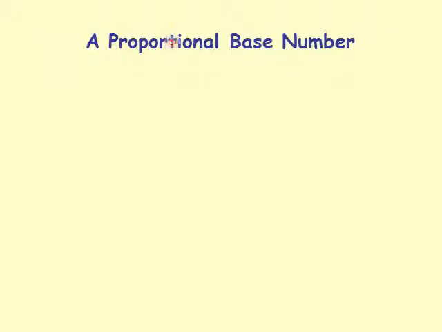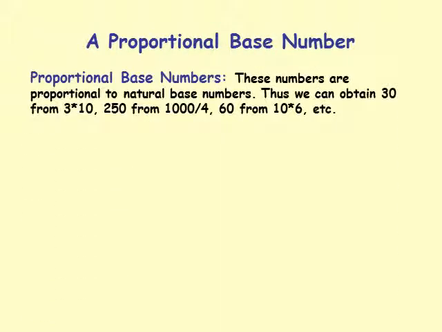Let's continue and consider a proportional base number. Let's see what that is. Proportional base numbers are proportional to the natural base numbers. Thus we can obtain 30 from 3 times 10, 250 from 1000 divided by 4, this is a sub-proportional, and 60 from 10 times 6, and so on. So proportional base numbers are proportional to the natural base number, and we use the sutra proportionality here.